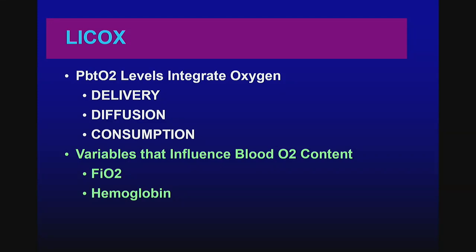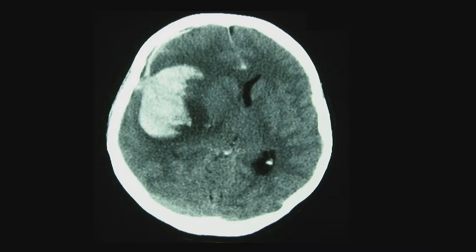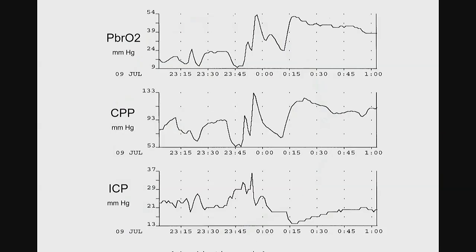So a brain oxygen level can be influenced by oxygen delivery. It can be influenced by the ability of oxygen to diffuse outside of the capillaries to the neurons, and it can be affected by oxygen consumption as well. This is the first guy ever put a Licox monitor in. You'll recognize him. He has a right MCA aneurysm, probably clipped because he needed the craniectomy to do an evacuation. Bone went back on, and we placed a PbTO2 Licox monitor in the right frontal lobe and a dual lumen bolt with an ICP bolt, 2006.